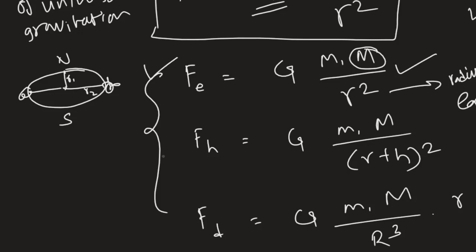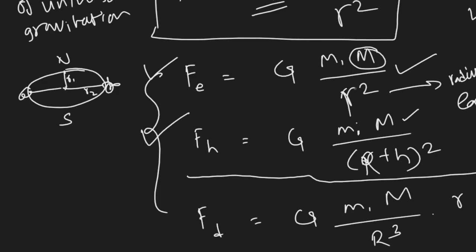Now next one is, if we have any object which is not on the surface of Earth but at some height, then that gravitational force will be given by this formula, say Fh, the force at a certain height. Again, gravitational constant G into m1, the mass that is at a certain height, then capital M is the mass of Earth, then (R plus h) squared. Here R is capital R, the radius of Earth, and small h is the height from the Earth's surface where that object with mass m1 is located.